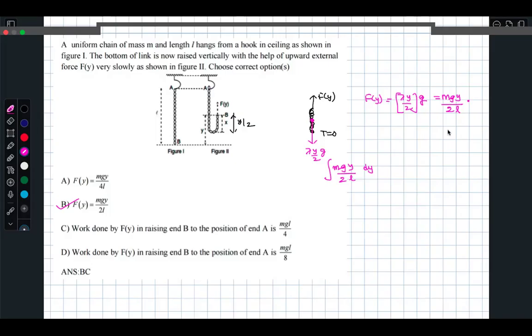What you have to think about is the point: put y equal to L, you are carrying half of the load, right? So you identify the y limits. y is taken from here to here, so 0 to L. This gives mgL square by 2 into, already there is a 2L, so this is mgL by 4. So therefore, B and C are correct answers for this.